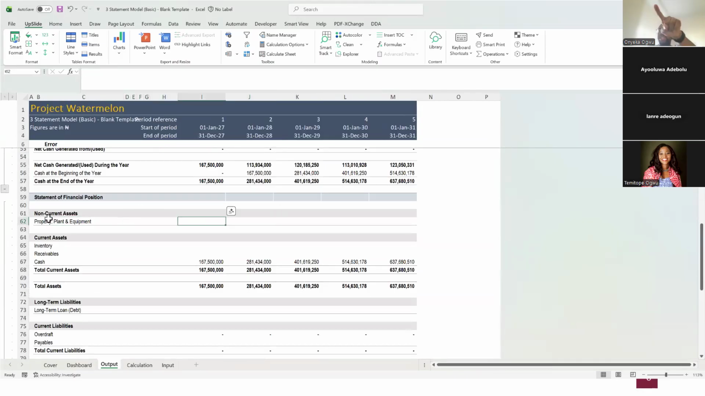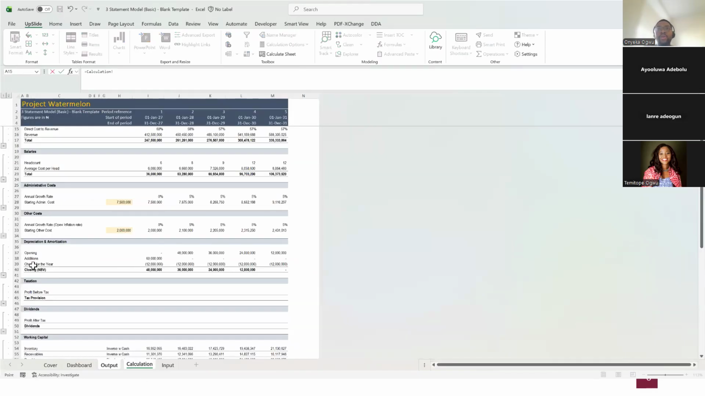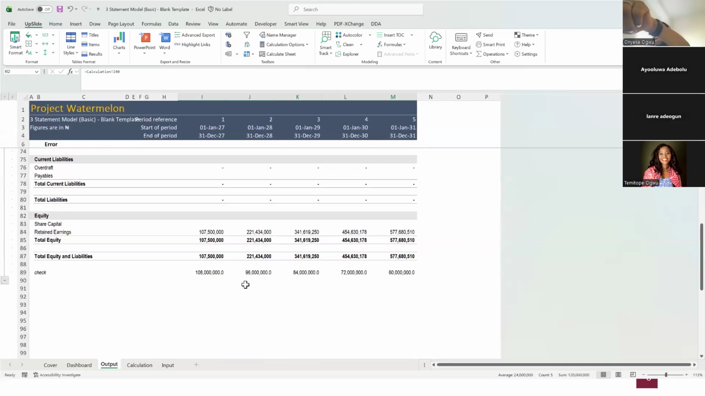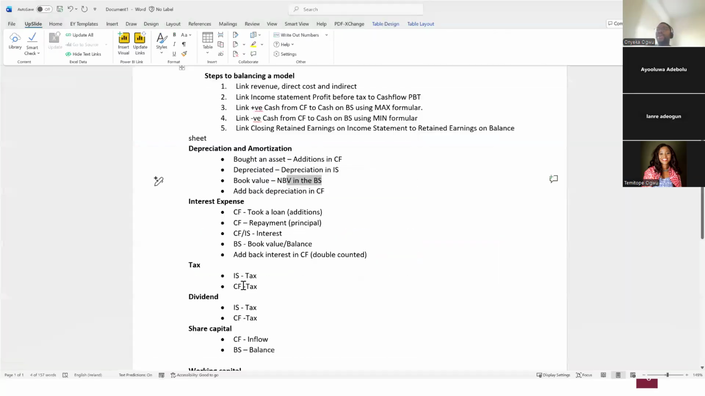Your net book value should go to this place. So equals, you go to the calculation sheet. Your net book value, which is the closing net book value, comes here to your balance sheet. You can see that it's still not balancing because we have not finished all the steps.